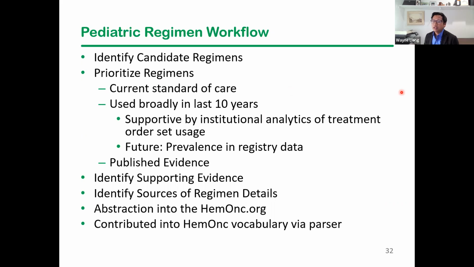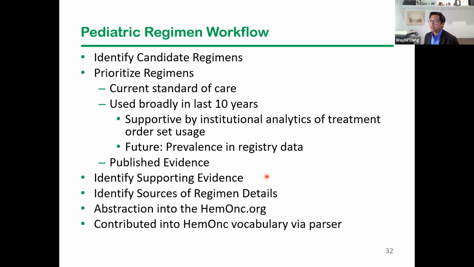And we use some data to help us identify which ones to focus on. For example, we use our own local institutional order set usage to identify regimens to abstract. And we do want to include regimens on clinical trials that were the negative arms, given that these patients who are reported will have received those regimens, even if they're now discovered to be inferior to other treatments. In the future, we would like to actually use existing registry data to help us identify regimens that we should abstract.